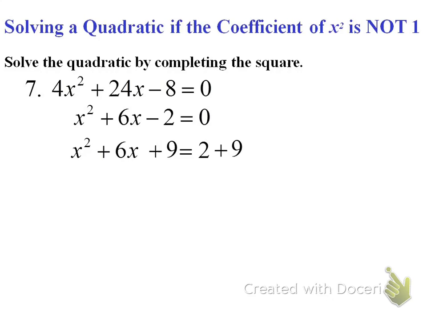Our next step will be to factor this into a binomial squared. The hint I gave you earlier was that b divided by 2 is always going to be your number inside the parentheses. So it's going to be x plus 3 squared. Don't forget to add the 2 and the 9 on the right. We get 11.